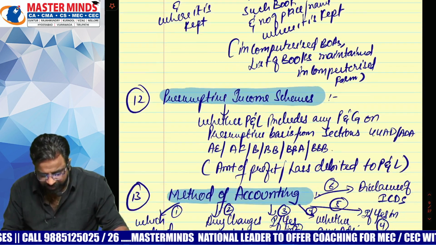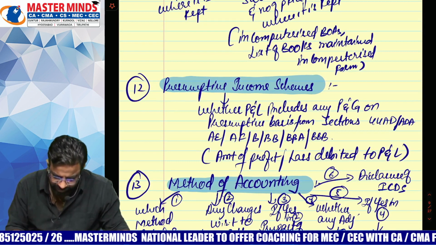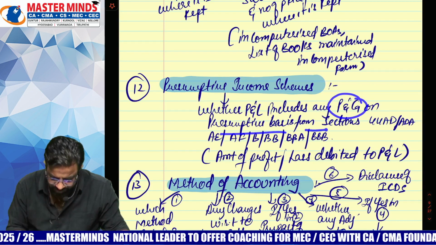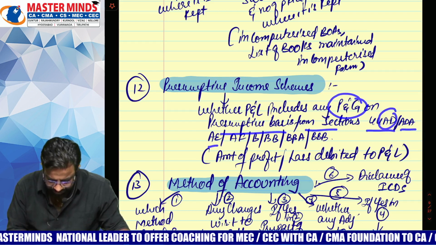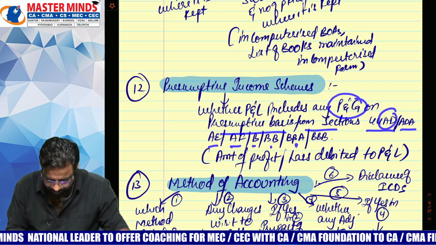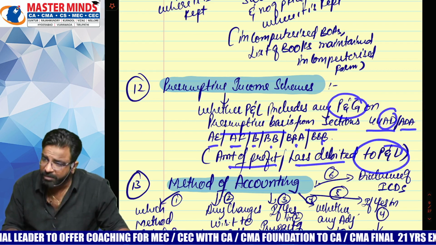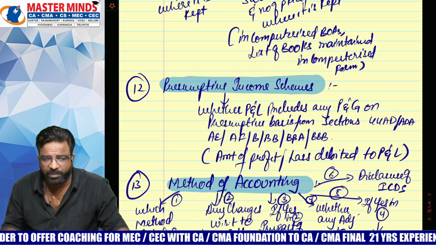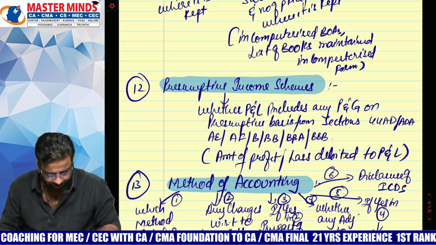What is the 12th one? Presumptive income scheme. Whether the P&L includes any profits and gains on a presumptive basis under sections 44AD, ADA, AE, AF, B, BB, BBA, BBB. Amount of profit and loss debited to P&L. You have to tell, because you have opted for what? Presumptive income. So that's why you only have to mention the profit.